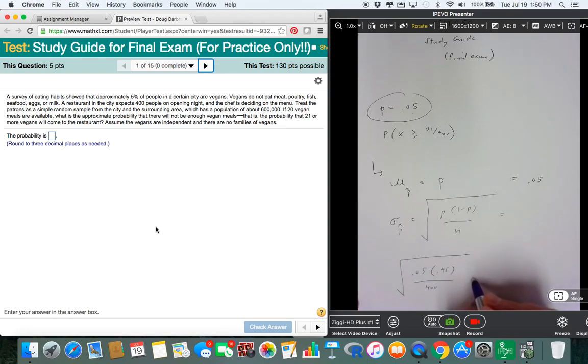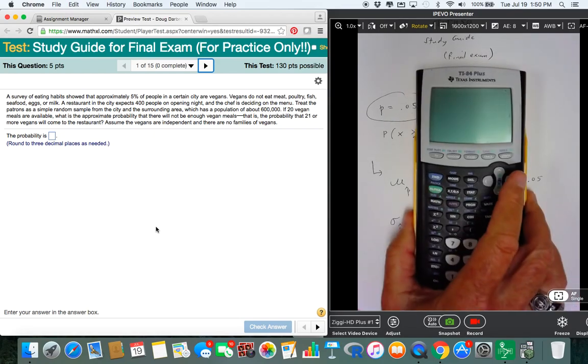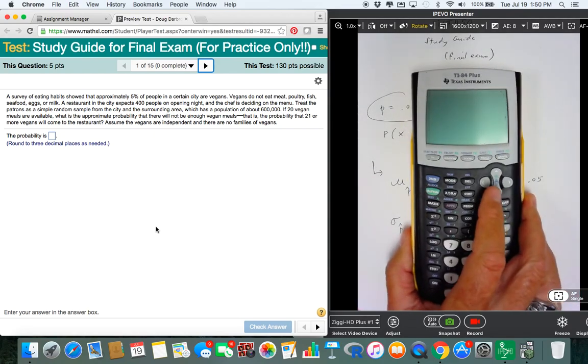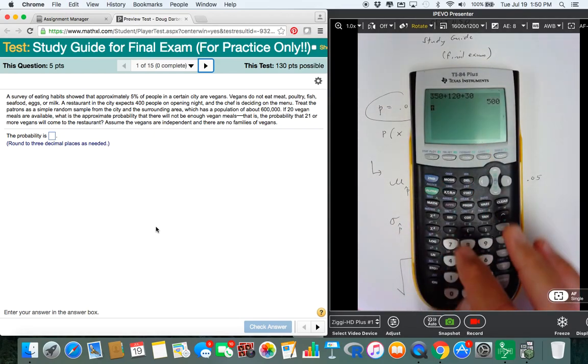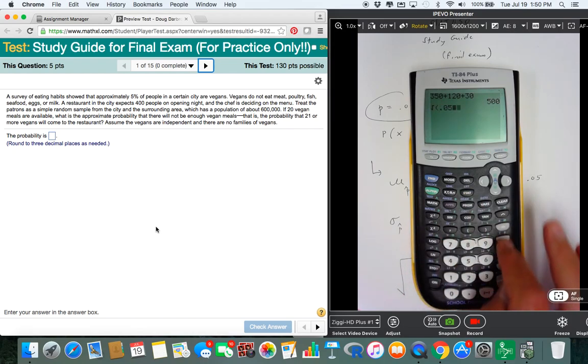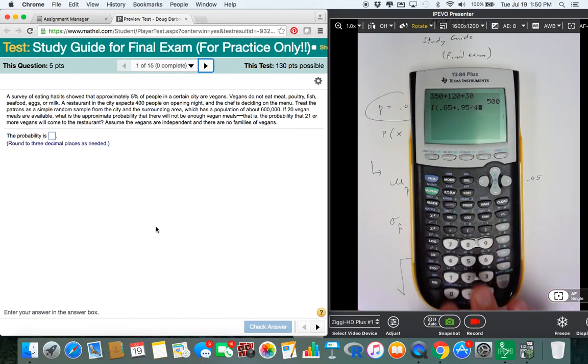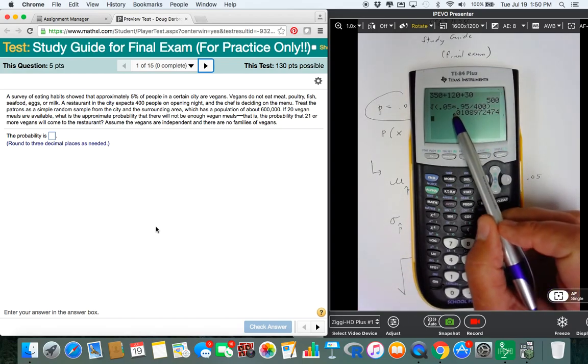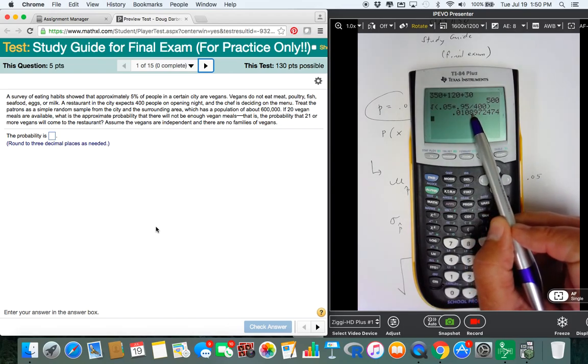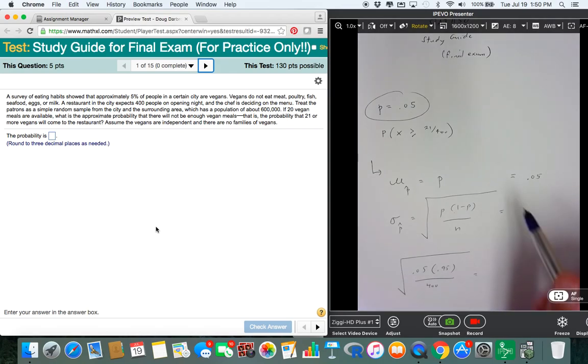So let's put this in our calculator and see what happens with it. So turn it on. So square root of 0.05 times 0.95 divided by 400. I'm going to go out to 4 places because it just makes my answer better. So 0.0109 will be the standard error.